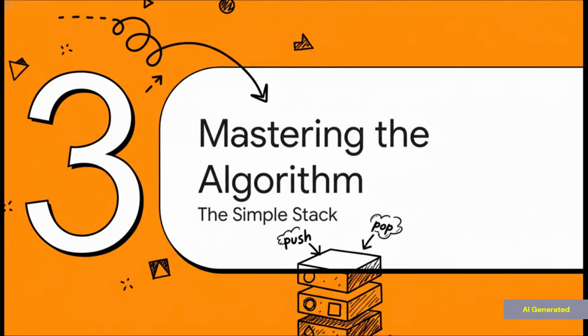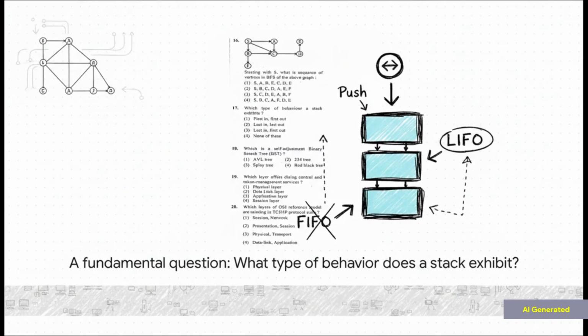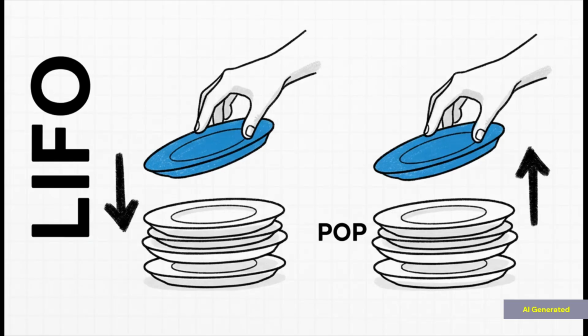All right, so we went from a complex graph traversal, and now we're going to zoom way in on one of the most basic but most important data structures there is, the stack. It's super simple, but it's everywhere, from your browser's back button to how programs actually run. Now, question 17 is a straight-up knowledge check. It's not a puzzle, but it's absolutely critical. It just asks, what is the basic behavior of a stack? And the answer is last in, first out, or LIFO.